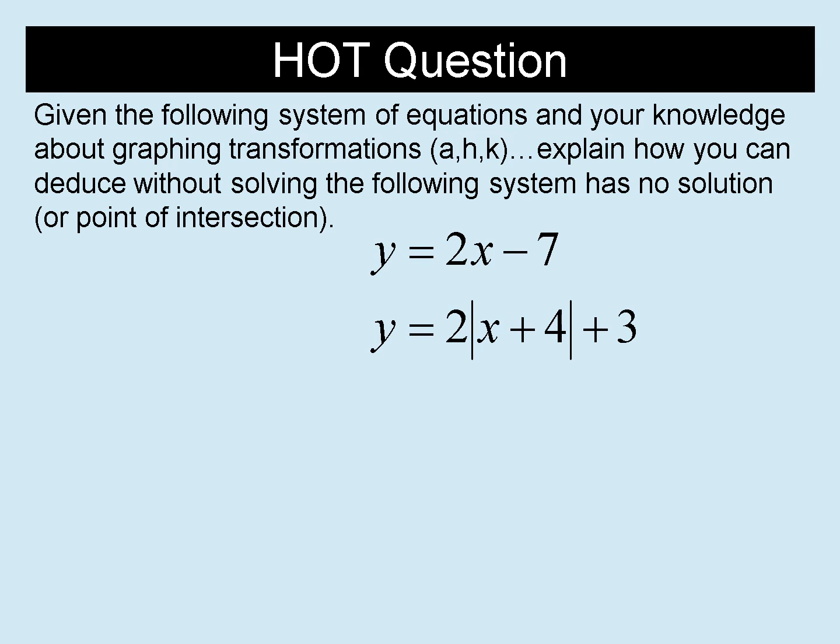Now, let's think about this question. Given the following systems of equations and your knowledge about graphing transformations, explain how you can deduce without solving that the following system has no solution, which means it will not intersect. So think about it, hit pause, and then come back and see if you were right.